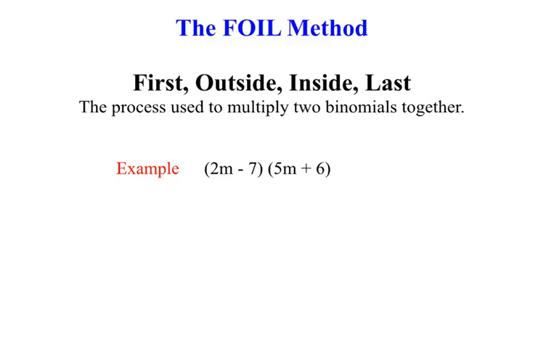All right, next we're going to go over a review of the FOIL method. The word FOIL stands for first, outside, inside, last, and it's used to multiply 2 binomials together. FOIL method is actually just a fancy way to describe the distribution that goes on when multiplying two binomials together. And in case you're not familiar with the term binomial, a binomial is an algebra expression that has two terms. Like a bicycle has two wheels, a binomial has two terms.